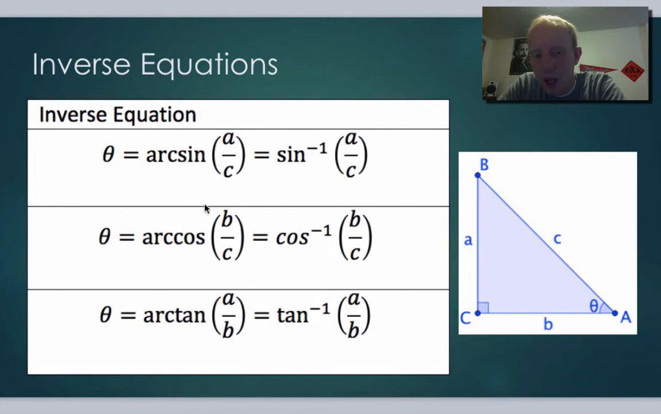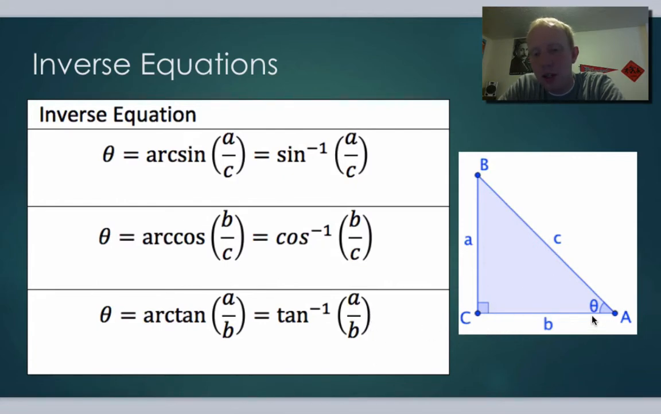It works the same way as a regular trig ratio. It's still opposite over hypotenuse for sine, adjacent over hypotenuse for cosine, and opposite over adjacent for tangent. But now it helps you find the angle instead of the side. If I want to find theta, this angle right here, you go into your calculator, plug in sine inverse, and put in the values for A and C. Or you could put in the values for B and C and do cosine inverse, or do tangent inverse of A and B. That will give you the angle.